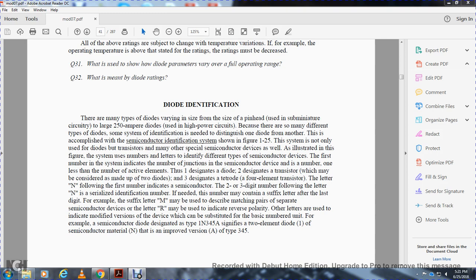This is accomplished with a semiconductor identification system, shown in figure 125. The system is used not only with diodes but with transistors and many other semiconductor devices. As illustrated in the figure, the system uses a number and letters to identify the different types of semiconductors.